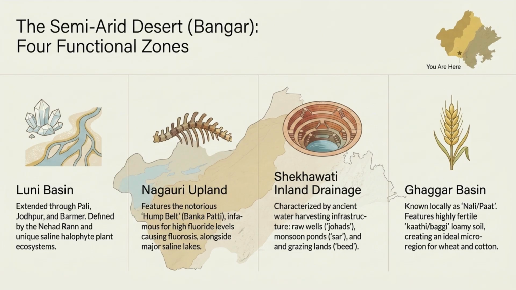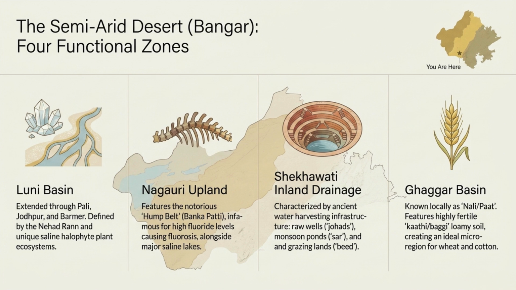Moving east into the semi-arid Bangar region, we find four highly distinct functional zones. In the far north lies the Ghaggar Basin, locally called Nali or Path, where highly fertile loamy soil creates an ideal zone for wheat and cotton. Below that is the Shekhawati inland drainage, characterized by ancient, sustainable water harvesting infrastructure like raw wells called Johads, monsoon, sar, ponds, and bead, grazing lands.